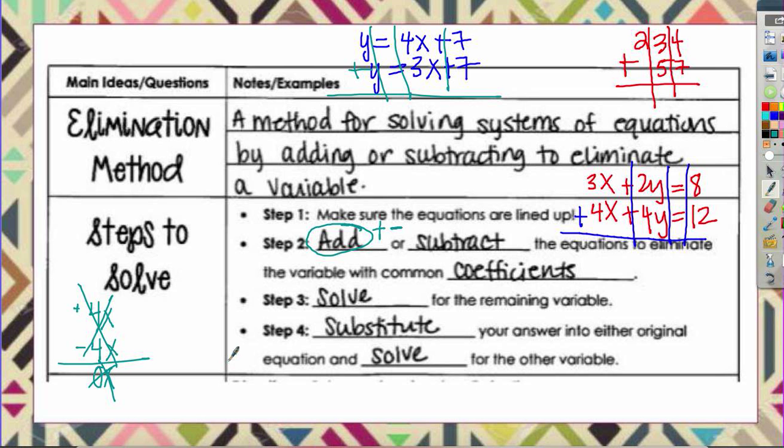and our x's will really be gone. We will then solve for the remaining variable, substitute that back in just like we did with substitution to find the opposite one. So if we find out what x is equal to, we'll plug that back into one of the originals to find out what y is equal to, and vice versa.